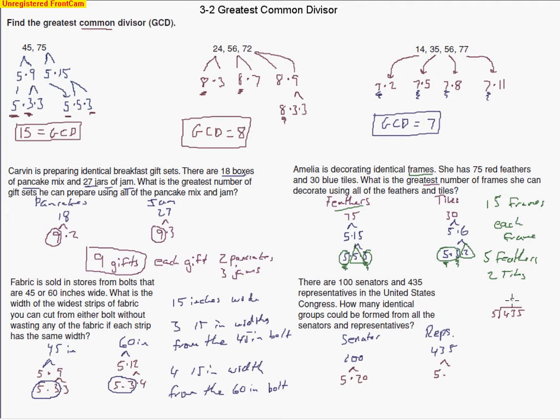So 5 goes into 43 8 times with 3 left over. 5 goes into 35 7 times, so 87. Well, 87 doesn't have 2 as a factor, and 5 doesn't go into it either, so it doesn't have any common factors with 20. So that means that we only have 5 as the greatest common factor. So we would have five groups. Now in those 5 groups, notice how each group would have 20 senators, and we would have 87 representatives.